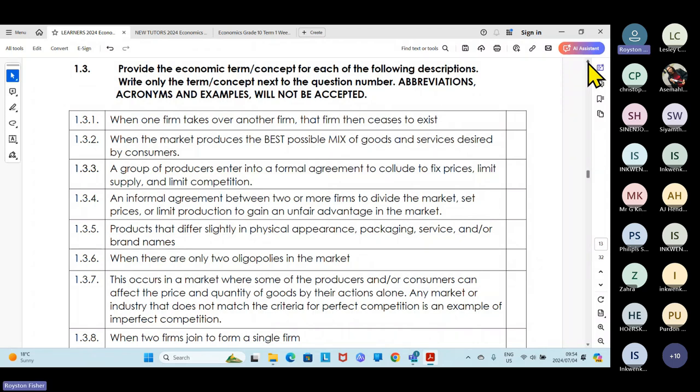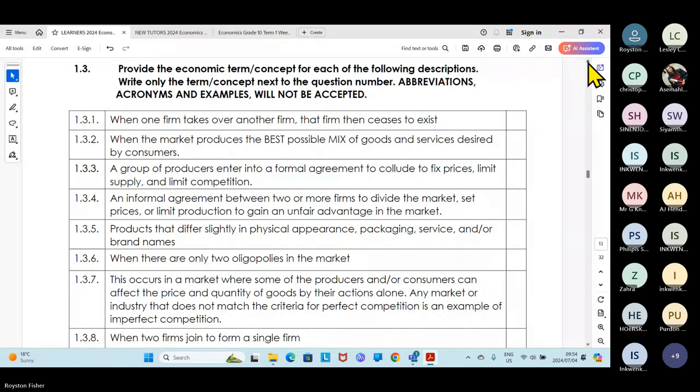Okay, Santa Claus is coming through with all the answers. You're correct. For Santa Claus, 1.3.3 is cartel, as well as Bahai. Yeah, Bahai.